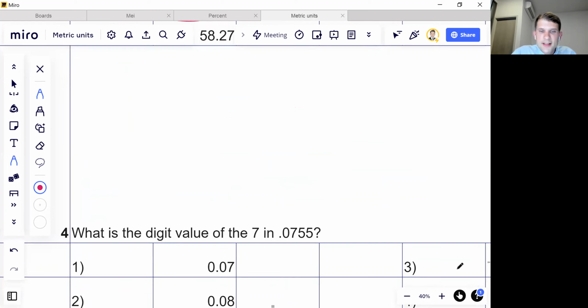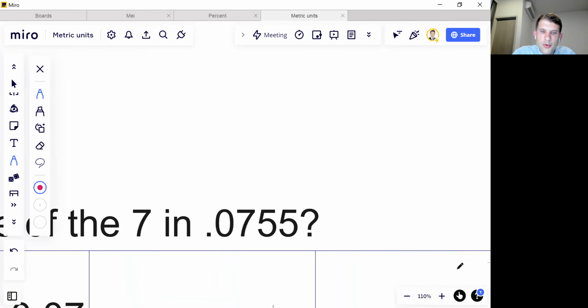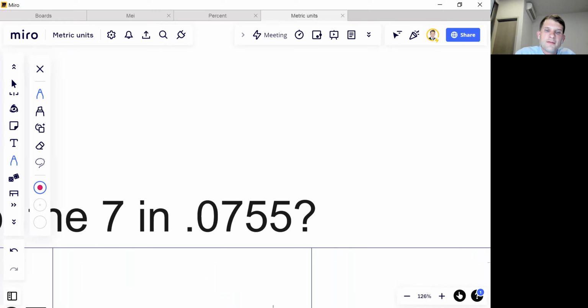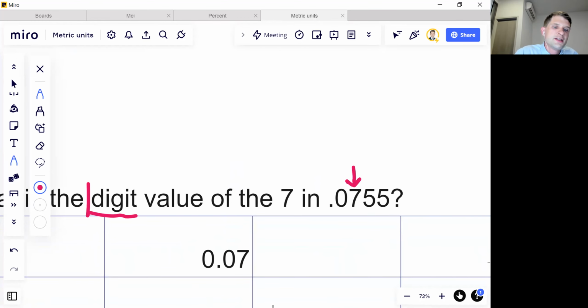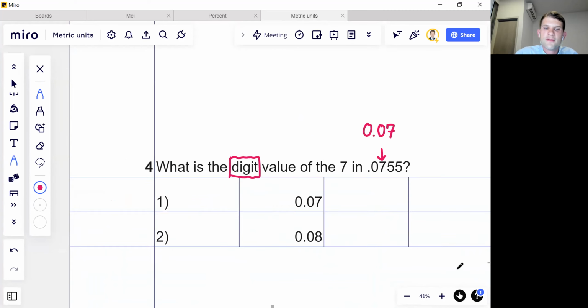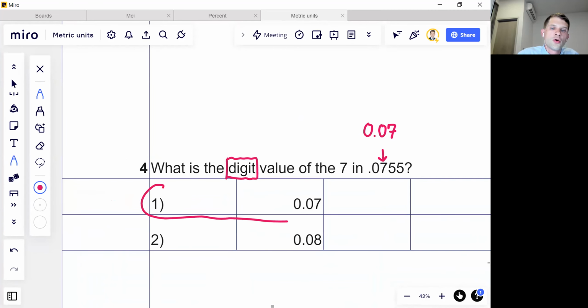Number 4 says, what is the digit value of the 7 in 0.0755? Okay, so we're just looking at this 7 here, and we know that for the place value of that 7, it would be hundredths. However, this asks for the digit value, and of course, for this number, the digit value is 7 hundredths. So just be sure not to select hundredths there. We know the digit value is 7 hundredths. Okay.